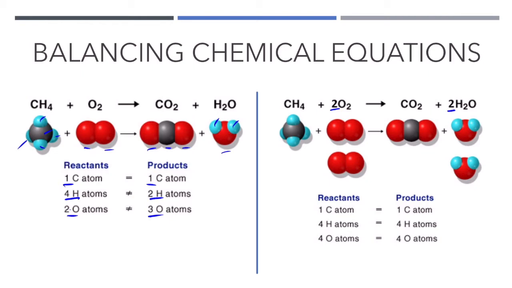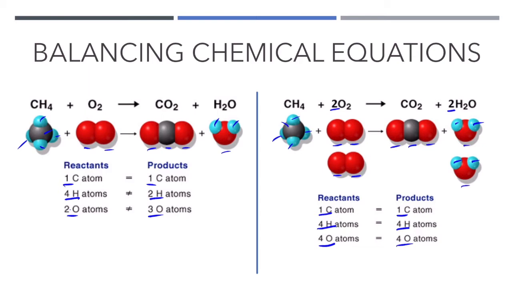on both sides. So if we were to go through and recount these, I've got a carbon here, 1 carbon, 4 hydrogens, and 4 oxygens. Right? Then on the other side, I've got my 1 carbon. I've got 4 hydrogens, 1, 2, 3, 4, and 4 oxygens, 1, 2, 3, 4.